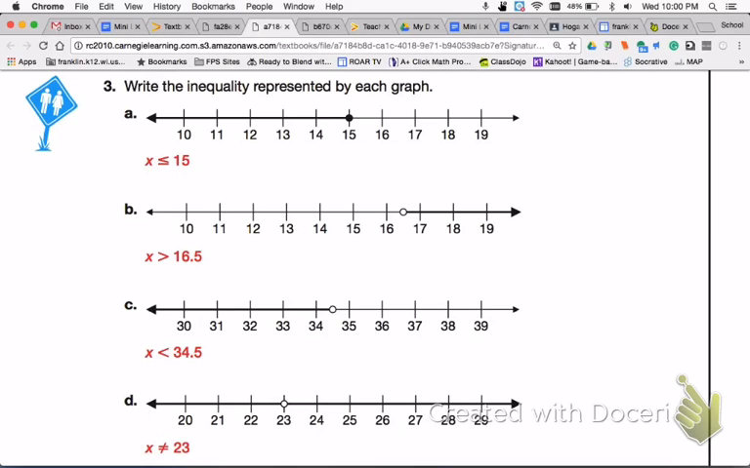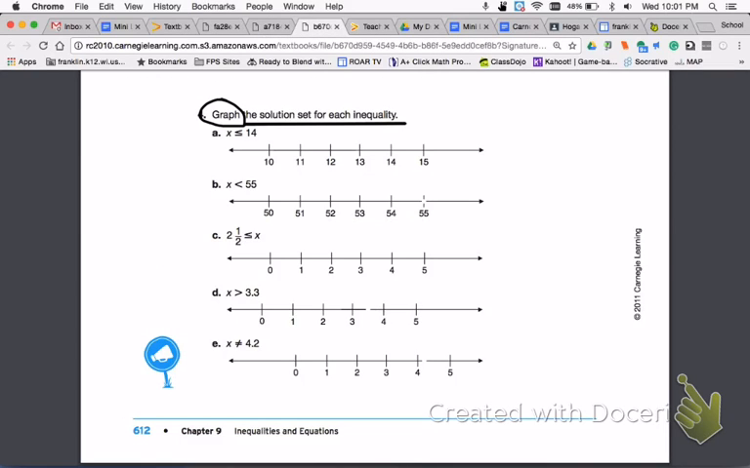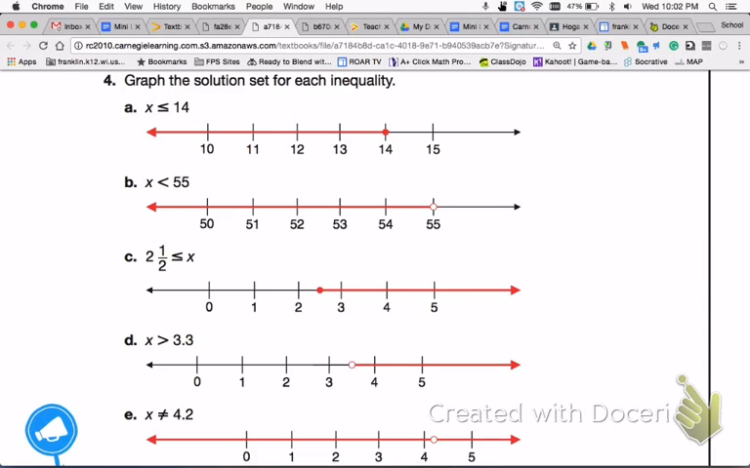Number 3, letter A, x is less than or equal to 15. B, x is greater than 16.5. C, x is less than 34.5, and D, x is not equal to 23. Please answer number 4, letters A through E, with your group members. Here are what your graphs should look like for letters A through E for number 4. Please make sure to check that your open and closed circles are correct and that your rays are pointing in the correct direction.